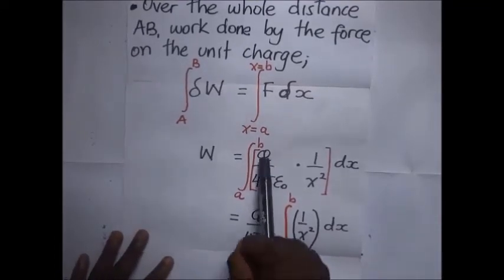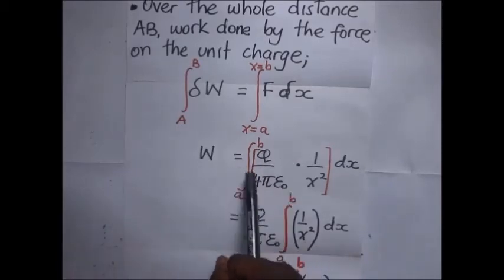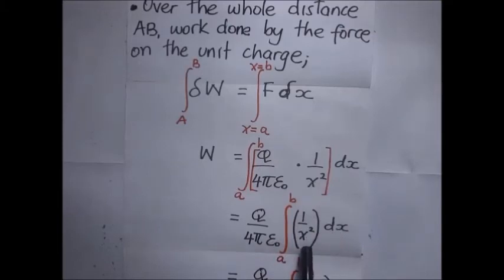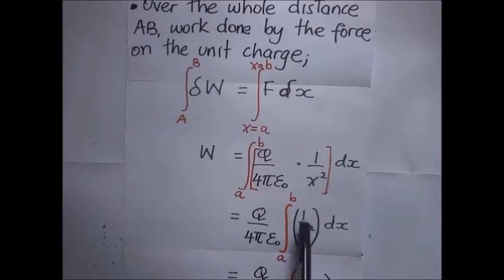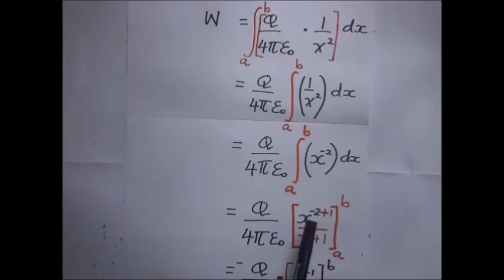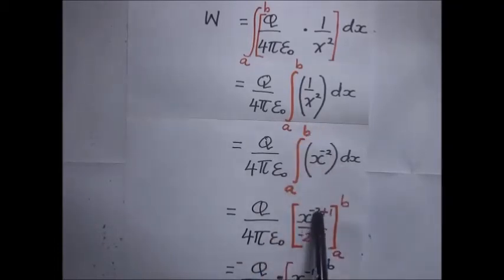Now Q over 4 pi epsilon naught is a constant, so we'll put it outside the integral sign, and inside will remain 1 over x squared. So 1 over x squared is what we shall integrate. 1 over x squared is the same as x to the power negative 2. Integrating x to the power negative 2 running from A to B is going to be equal to x to the power negative 2, we add 1 to the power, and the answer we get here we divide by the whole term, like illustrated here.